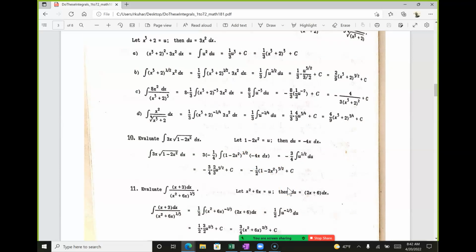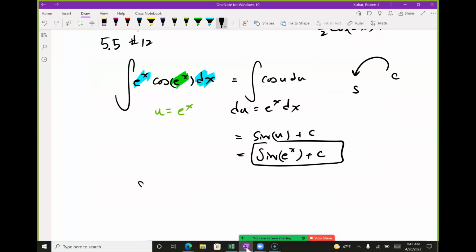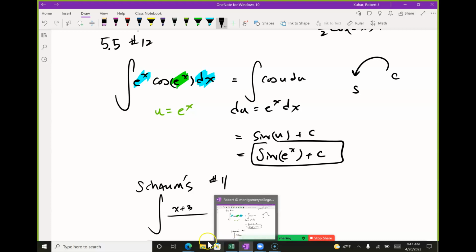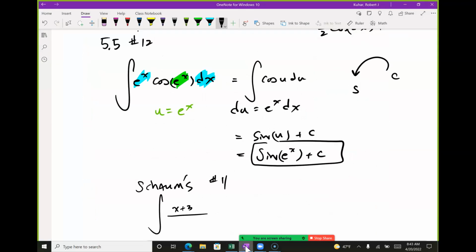On this one, there are 2 insides, right? So the choice would be to take the more complicated inside. This is Sean's number 11: the integral of x plus 3 over x squared plus 6x to the 1/3, dx.